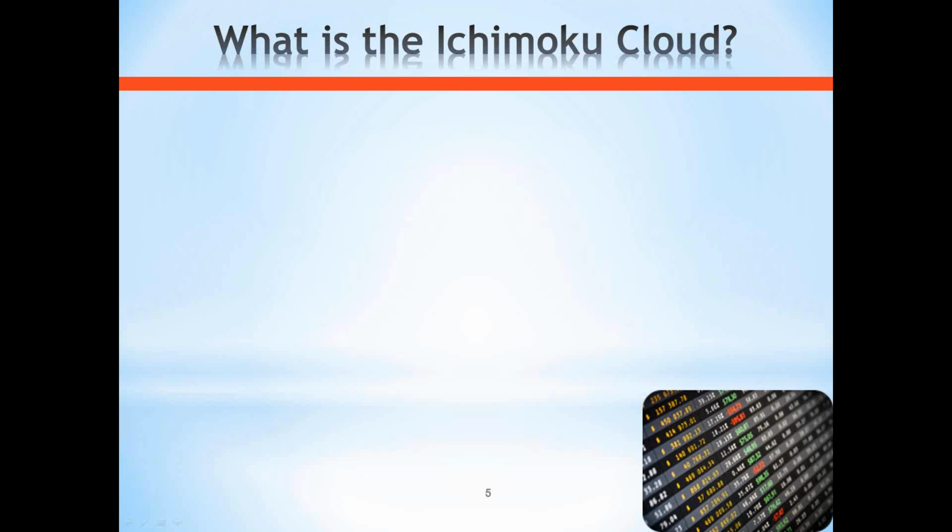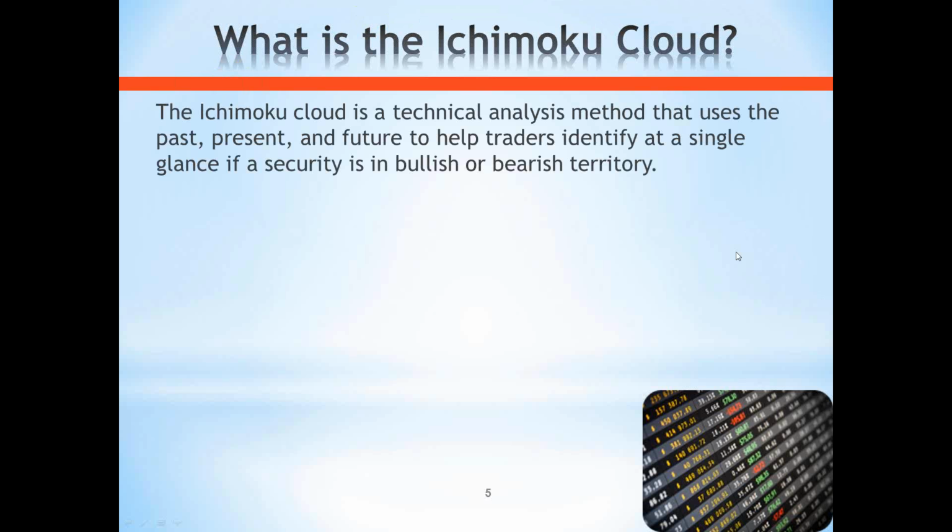So what is the Ichimoku cloud exactly? Well, the Ichimoku cloud is a technical analysis method that uses past, present, and future levels to help traders identify if a security is in bullish or bearish territory.